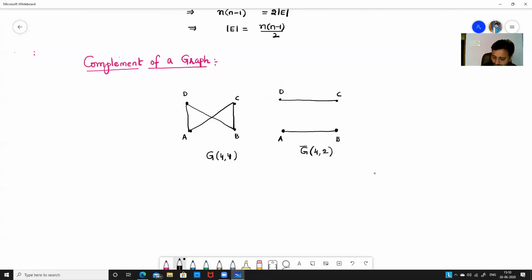Now, if you observe, if I join these two, if I combine these two, what will I get? We'll get a graph with 4 vertices, like A, B, C, D.